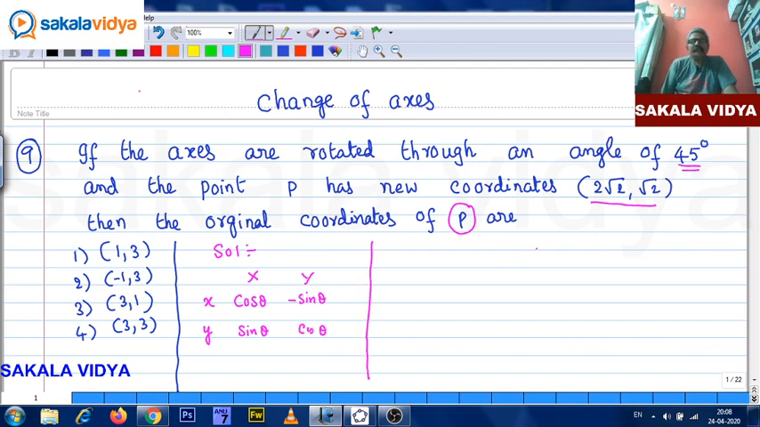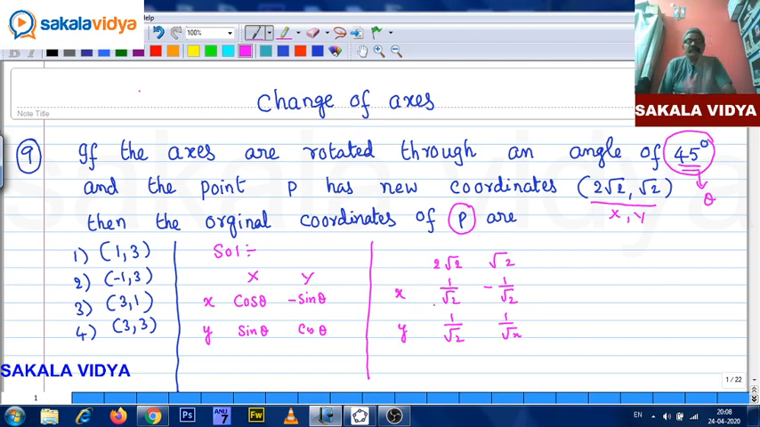Here capital X, capital Y are given, so you write down 2 root 2 and root 2. Here the angle is how much? Theta is equal to 45 degrees. So cos 45 is 1 by root 2, minus sin 45 is minus 1 by root 2, sin 45 is 1 by root 2, cos 45 is 1 by root 2. This will be small x and small y. So we need to find out small x and small y. Small x is equal to capital X cos theta, 2 root 2 into 1 by root 2, that is 2.